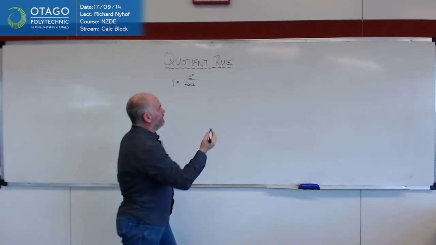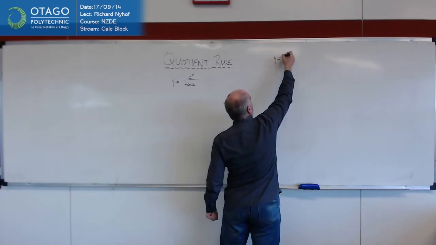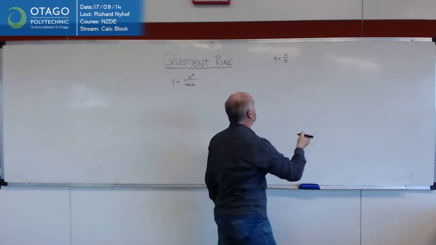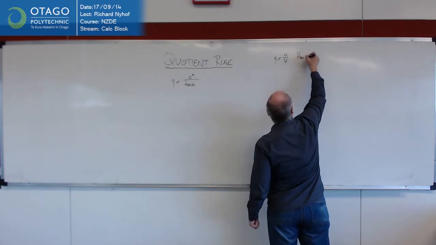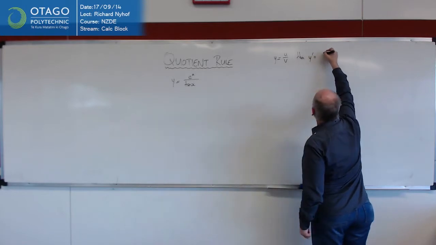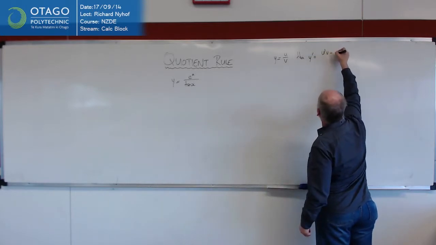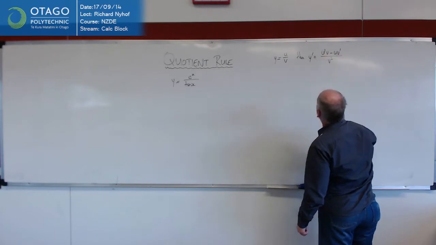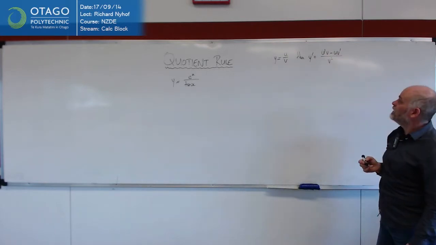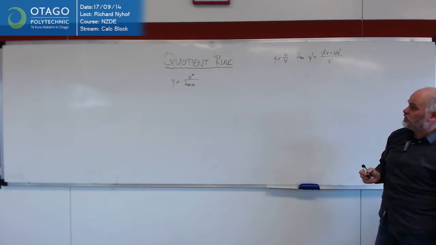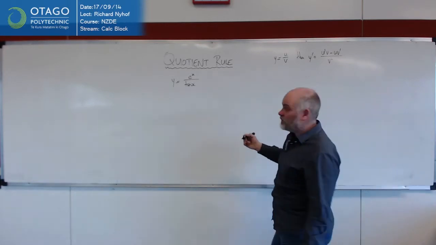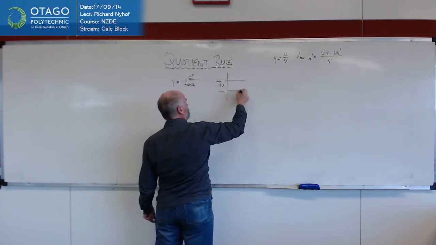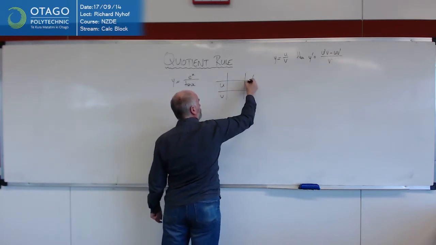Okay, so here we've now got y is u divided by v. And if you look on the formula sheet, you will find it tells you that y dash is u dash v minus u v dash, divided by v squared, as the formula for the quotient rule. So let's do exactly the same as we did before. Make up a little table. So we're going to have u and v and dashes.